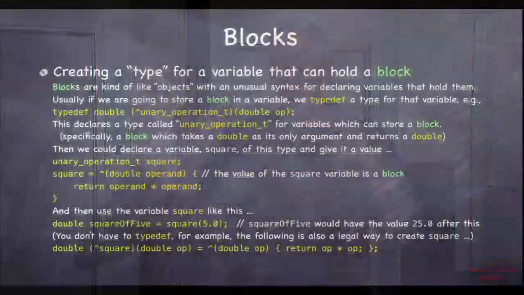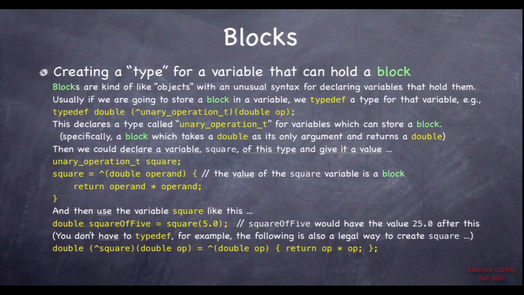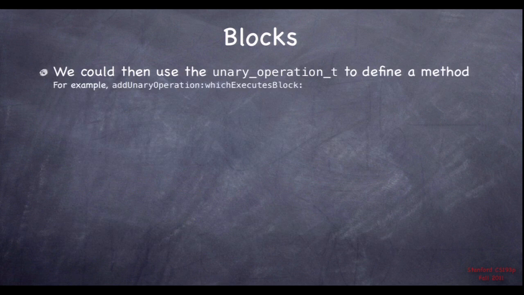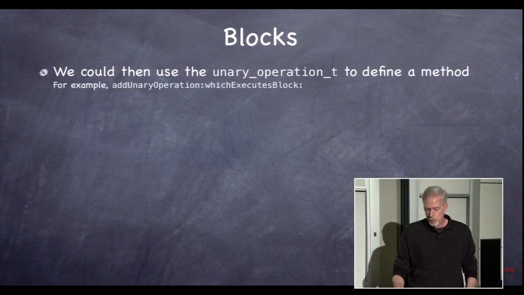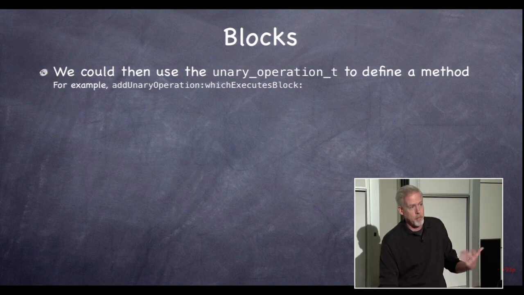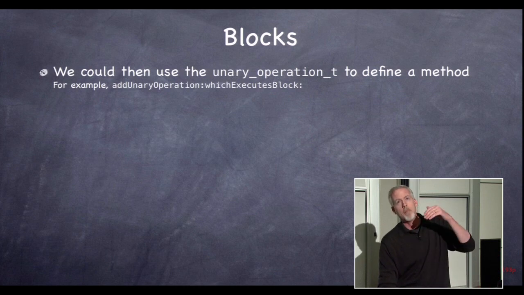You don't have to do the typedef. For example, here's how you would just declare square directly without the typedef. You'd say double (^square). That square is now the variable value, not the name of the type. (double op) = ^(double op) { return op * op; }. Okay, so you can see a lot of curly braces and parentheses. So you can see why we do the typedef. It makes it a little clearer what's going on. Okay, but once we have a unary_operation_t, this type that points to a block like that, we can use it to declare methods that take arguments of that type.